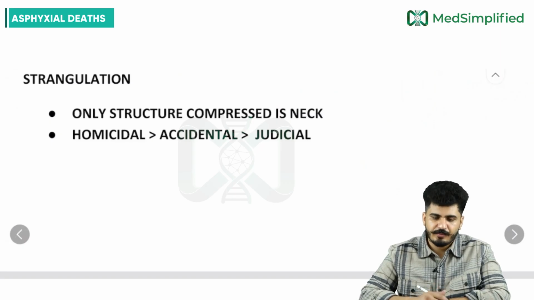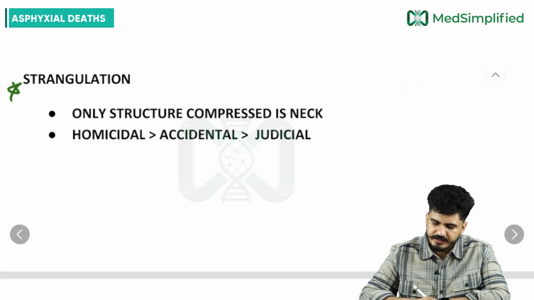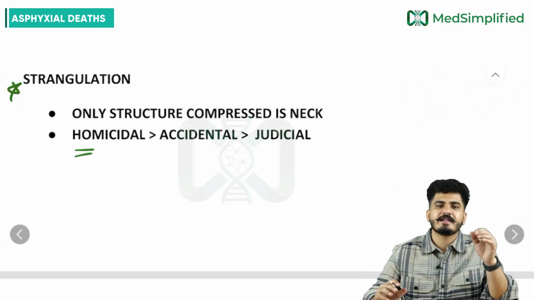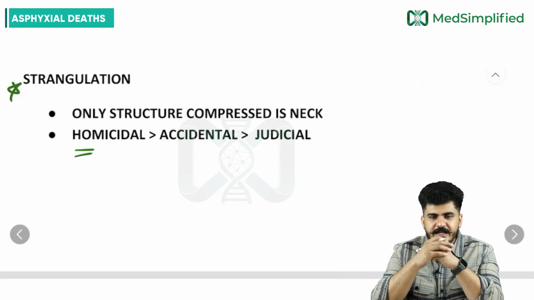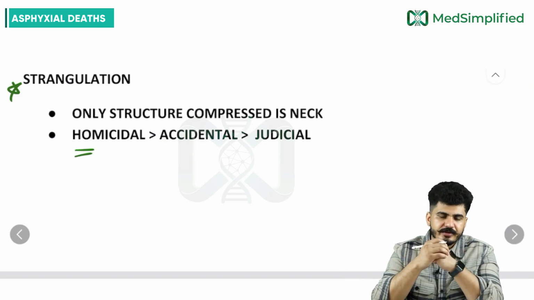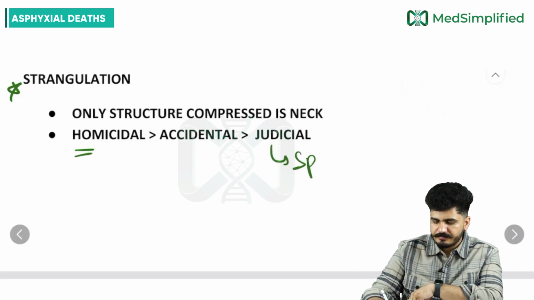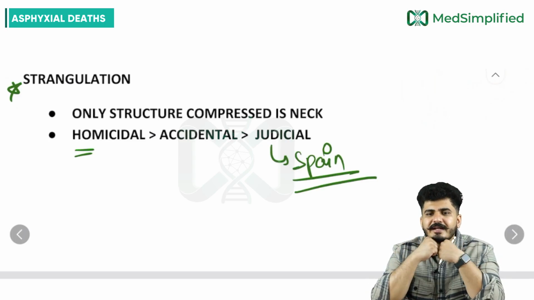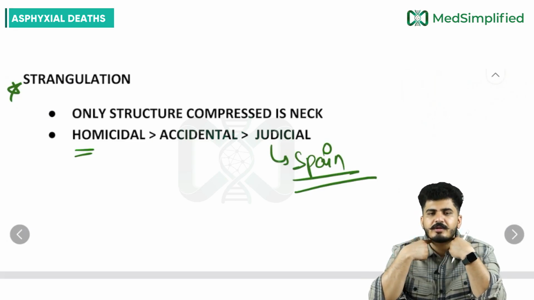Now the next topic we are going to discuss is strangulation. In strangulation, the only structure compressed is your neck, and it is most commonly homicidal. That means someone will kill you. Accidental, less chances, and judicial strangulation is also there. Judicially, we follow this in Spain. In Spain, they use a metallic collar and tighten it, and the person will die because of the strangulation.